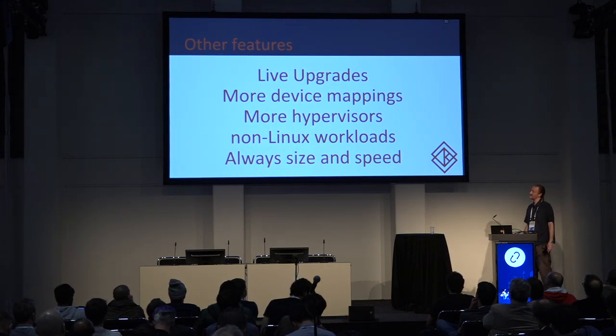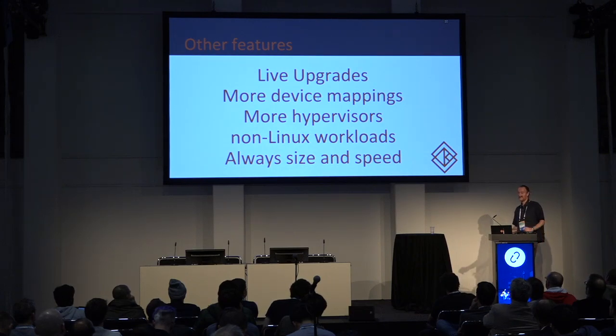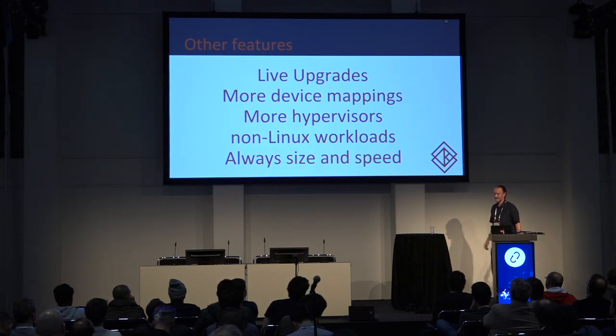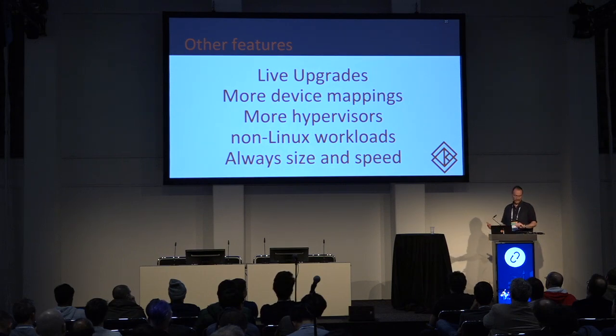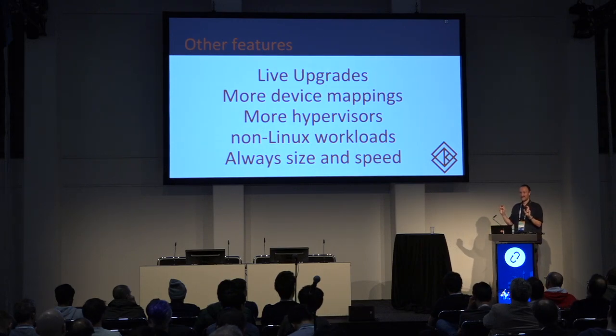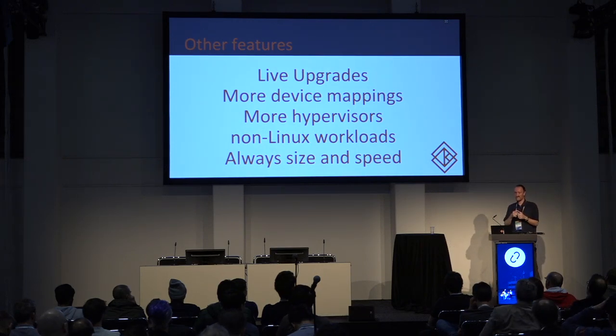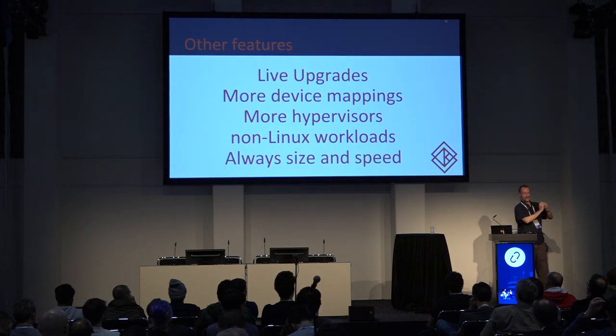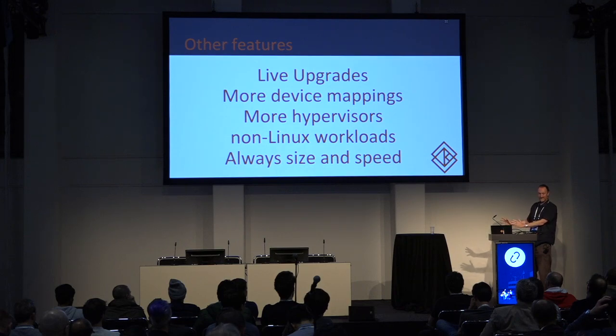More device mappings. Docker has this interesting privilege mode. And every now and then, probably once a month, we get somebody saying, I've run Kata with a Docker priv, and it didn't work, or not as I expected. It's like, priv mode basically says, give me access to the whole of the host, and we're trying to run inside a VM. How did you think that was going to work?